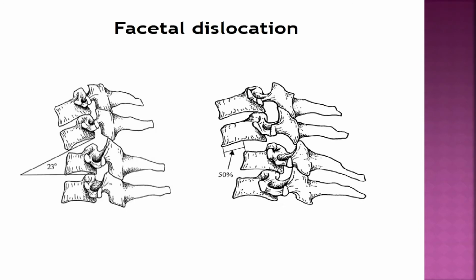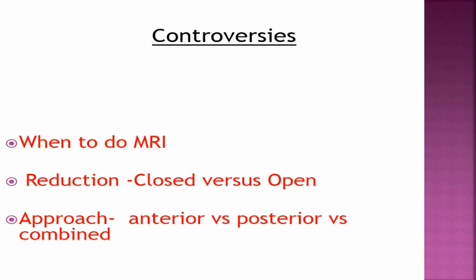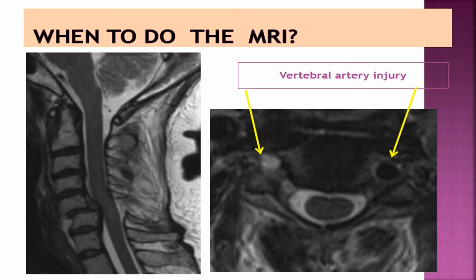Coming to the most common pathology which we face, and where there is always a doubt in my mind, is facet dislocations. It could be either a unifacet dislocation or a bifacet dislocation. The important controversies in this situation are when to do the MRI, whether we should do the reduction by closed or open techniques, and what approach to use, either anterior, posterior or a combined approach.